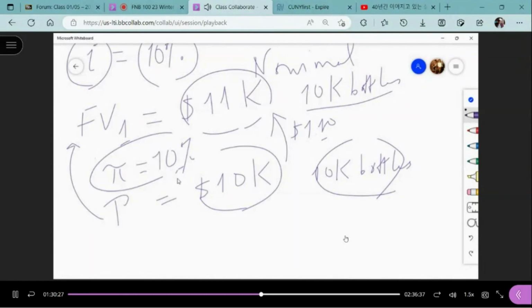So with $11,000, you can still buy only 10,000 bottles of Coke. 1 year ago, with $10,000, you could buy 10,000 bottles of Coke. So in other words, although nominally you have 10% more money, effectively you can buy the same number of real goods, right? So that is what's called real. Real means literally real.